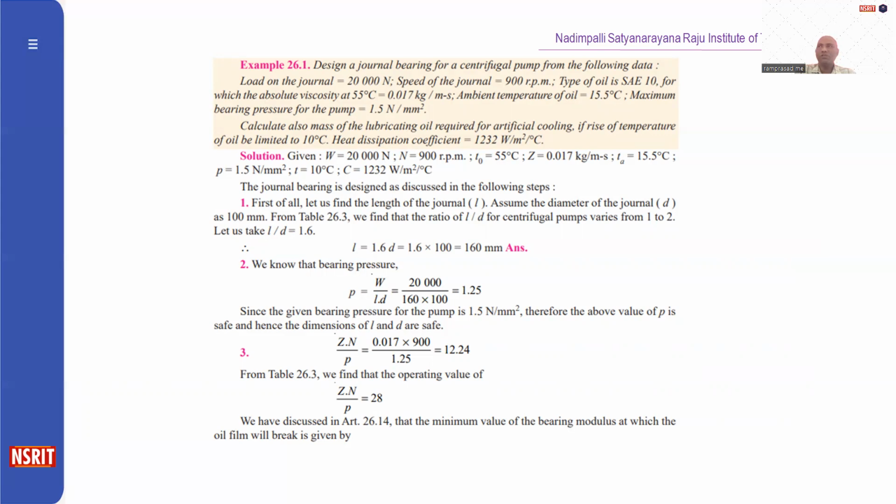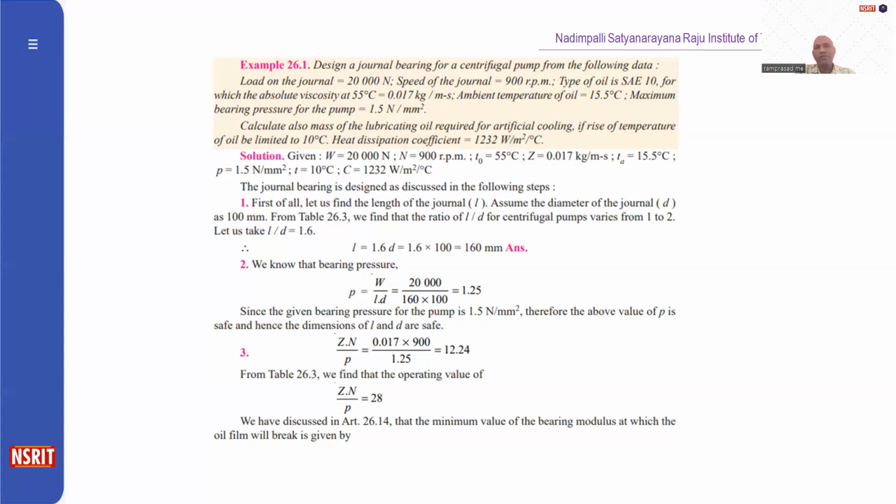Given: load is equal to 20,000 newtons, speed is equal to 900 RPM, T naught is 55 degrees centigrade, Z is equal to 0.017 kg per meter second. Ambient temperature is equal to 15.5 degrees centigrade. Pressure is equal to 1.5 Newton per mm square. Delta T is equal to 10 degrees centigrade and C is equal to 1232 watt per meter square per degree centigrade.